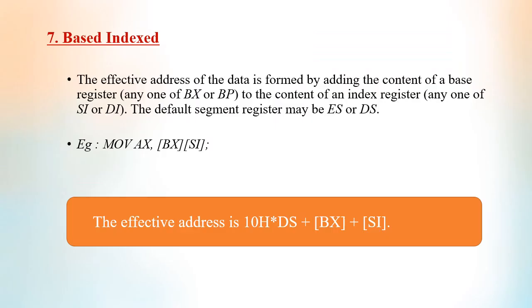Next one is the based indexed addressing mode. In this addressing mode, the effective address of the data is calculated by adding the content of a base register, that is either BX or BP, to the content of an index register, that is SI or DI. So this is an example, MOV AX, [BX][SI]. This is the way in which we calculate the effective address: 10H × DS + BX + SI. This means shifting the DS register value to the left by 4 bits, and here we have to add the contents of the BX and SI registers.